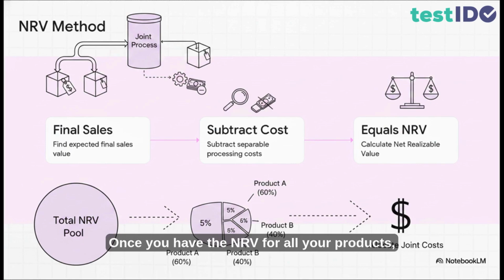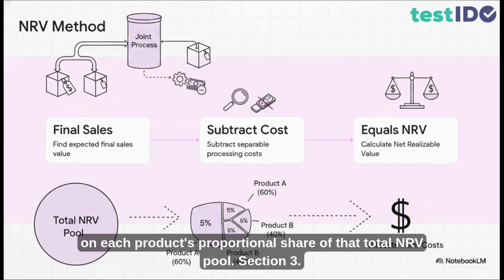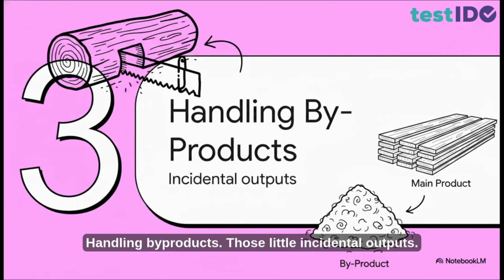Once you have the NRV for all your products, you just allocate the initial joint costs based on each product's proportional share of that total NRV pool. Section 3. Handling byproducts, those little incidental outputs.